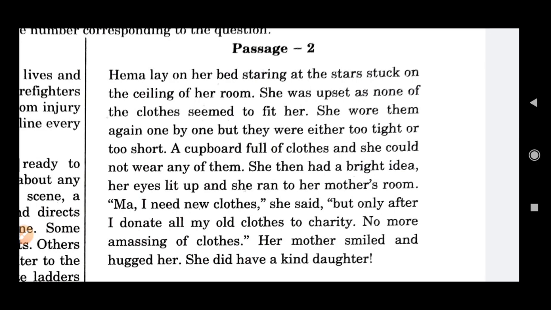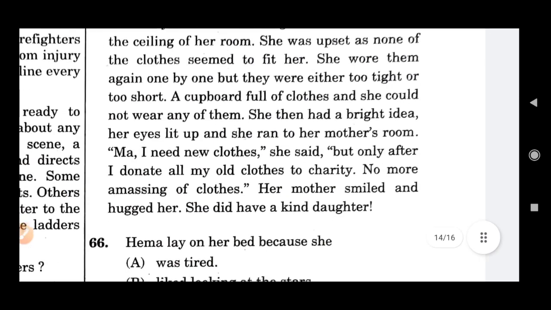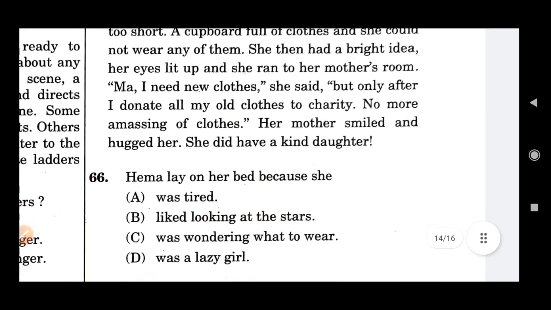But only after I donate all my old clothes to charity. No more amassing of clothes. Her mother smiled and hugged her. She did have a kind daughter.